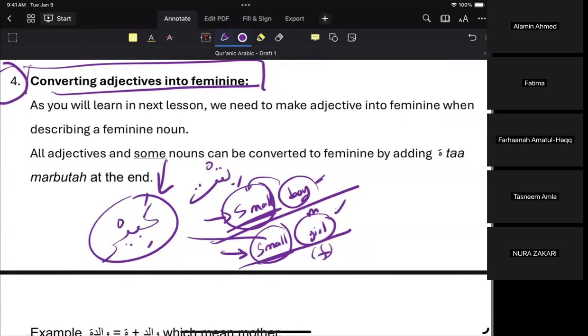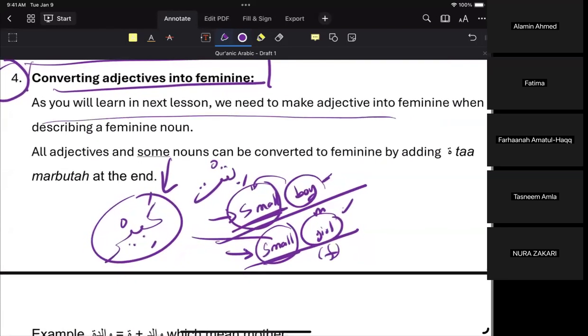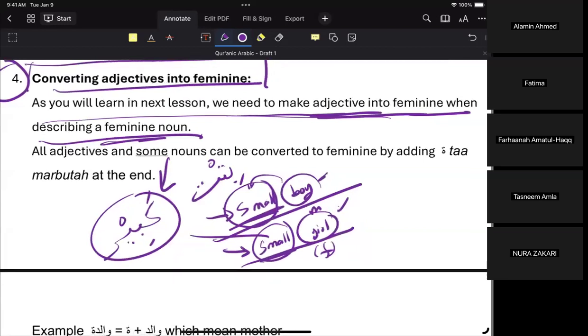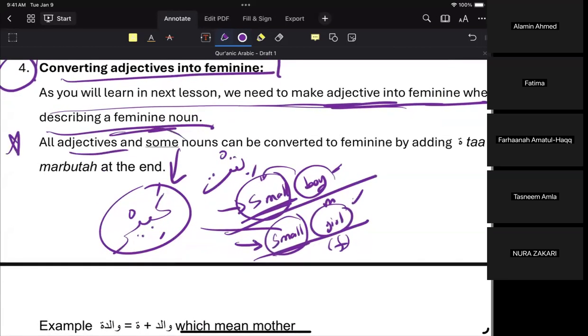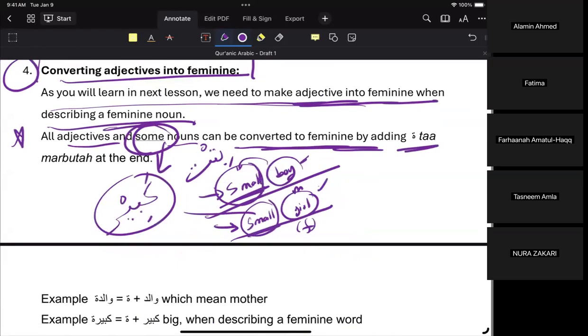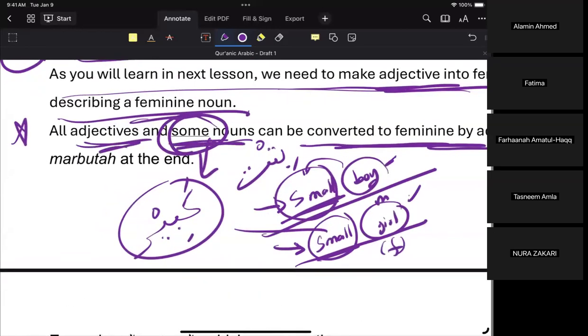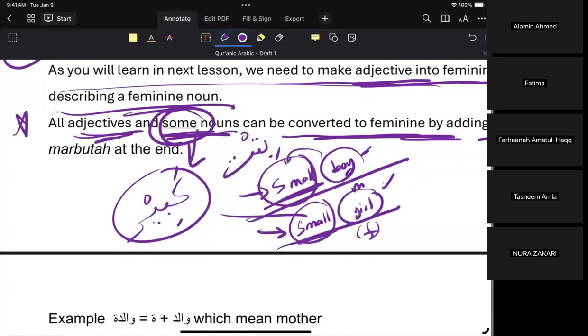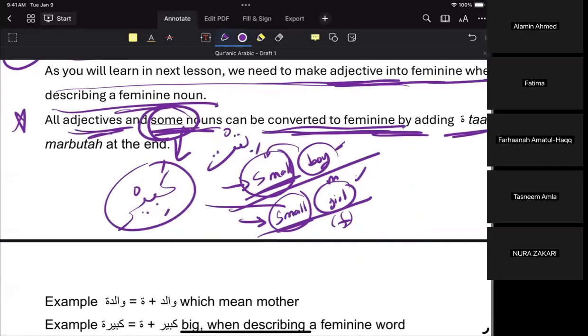Okay, this is very simple. This is what I wrote down. We need to make an adjective feminine when describing a feminine noun. All adjectives and some nouns can be converted to feminine by adding the ta marbuta. Remember the rule that we mentioned? Whenever we see a ta marbuta, it means feminine. Well, guess what? We can use that same technique to make a word feminine. So all adjectives and some nouns, not all nouns, only a handful of them, we can convert into feminine by adding ta marbuta.